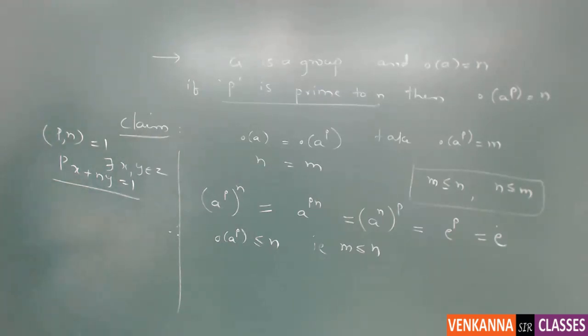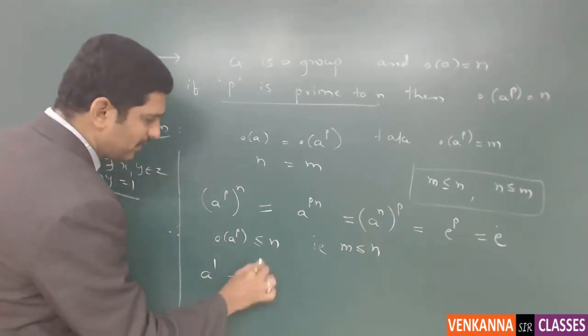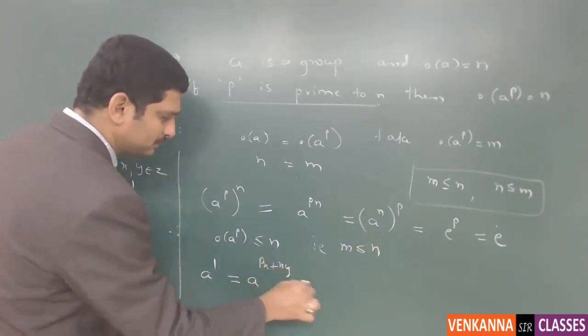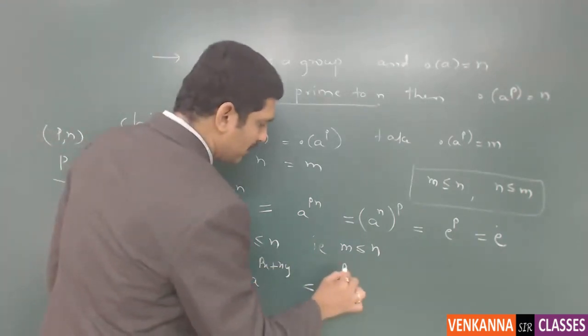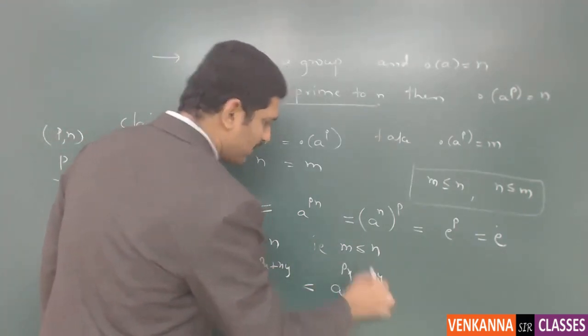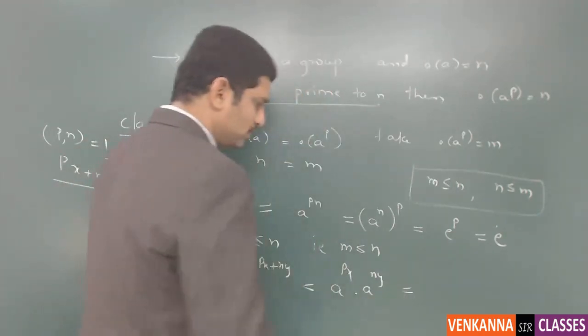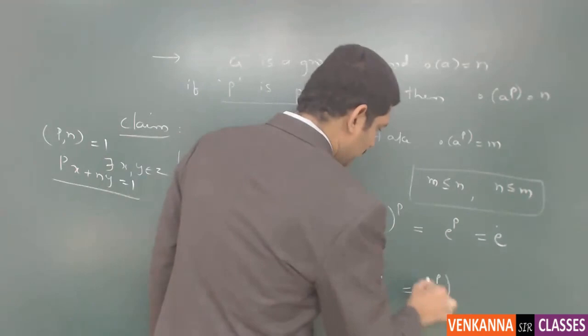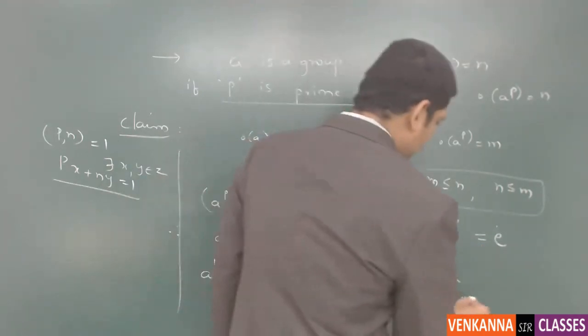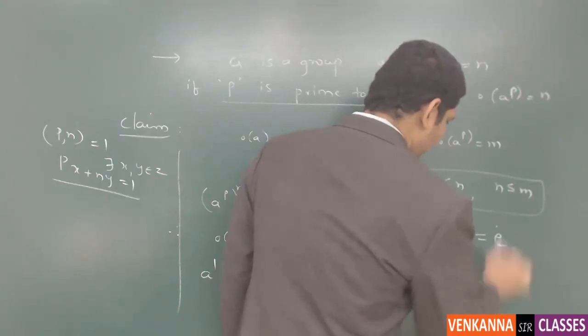Fine. If you want to check, you give me numbers. What is p, what is n? We will check what is x and what is y. Alright. So, if you consider a power 1, from this notation you can have a power px plus ny. So, a power px into a power ny equals a power p whole power x into a power n whole power y.